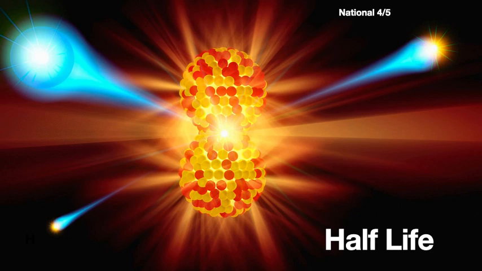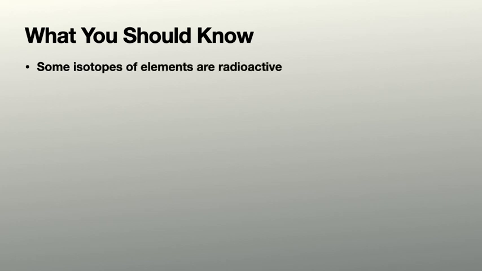Hello, and welcome to this fourth video in a series on nuclear chemistry, aimed at National 4 and National 5 level. Today we're going to deal with half-life, so by the end of this video I'd like you to know what half-life is. What you should already know is that some isotopes of elements are radioactive. That means they undergo nuclear decay.